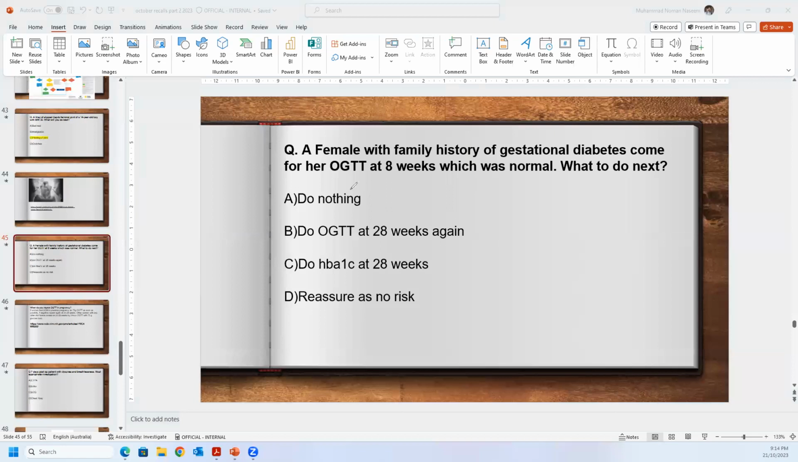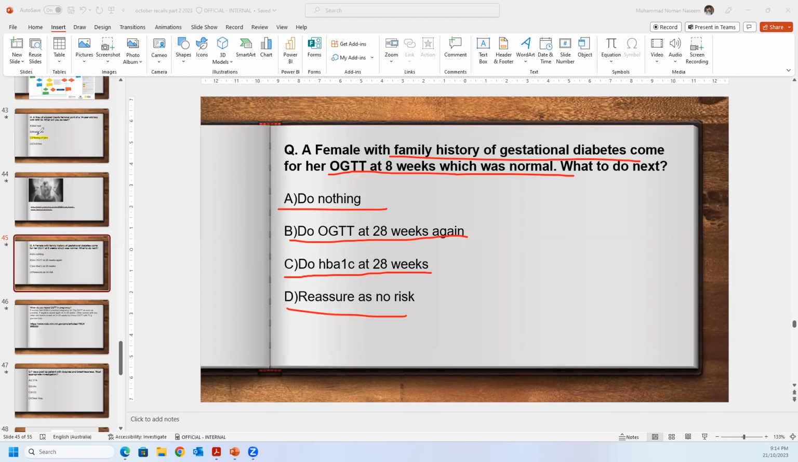Next question. A female with a family history of GDM, gestational diabetes, comes for her OGTT at 8 weeks, which was normal. What to do next? Do nothing. Do OGTT again at 28 weeks. Do HbA1c at 28 weeks, or reassure that there is no risk. So for a patient who has a family history of gestational diabetes, do we usually do the OGTT at 28 weeks, or do we do OGTT as soon as possible?